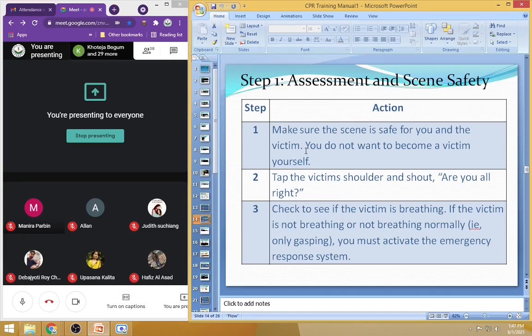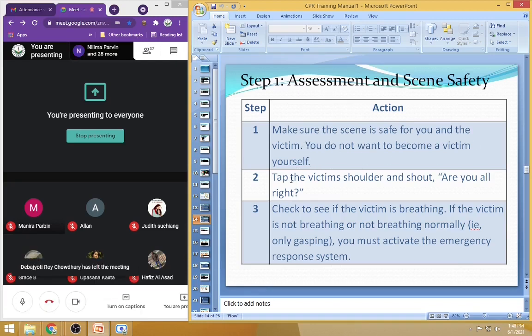A person has fallen down. You have to see what was wrong with the situation. First of all, you have to make sure that the surrounding is safe. Suppose it is an electric shock. If the live current is somewhere around and you go and touch the patient, you will also become a victim. So in order to be safe, you and your patient, you have to assess the scene first. You don't want to become a victim yourself.